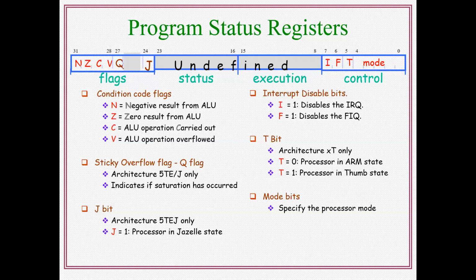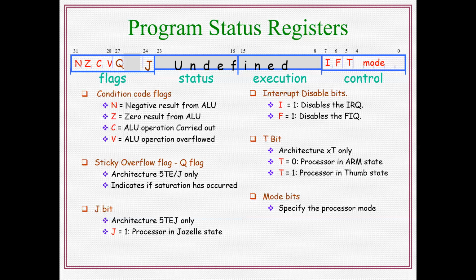And the next one is the tricky overflow flag called the Q flag. It is supported in architecture 5TE only. It indicates whether saturation has occurred or not. And the next bit is the J bit. It is also supported in architecture 5TEJ only. If J equals 1, the processor enters jazelle state.